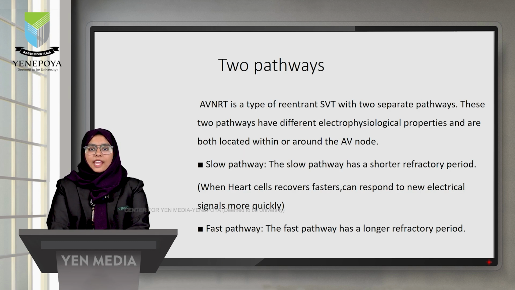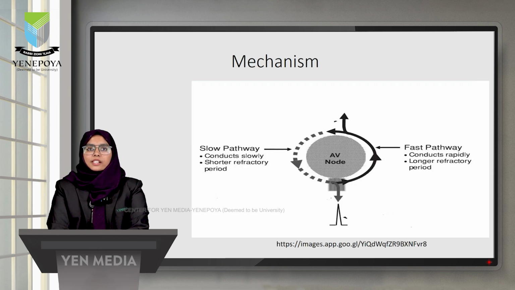The two pathways. AVNRT is a type of reentrant SVT, that is supraventricular tachycardia, with two separate pathways. These two have different electrophysiological properties and are both located within or around the AV node. The slow pathway has a short refractory period, whereas the fast pathway has a longer refractory period. A shorter refractory period means the heart cells recover faster and can respond to a new electrical signal more quickly. So, the slow pathway conducts slowly and has a shorter refractory period, whereas the fast pathway conducts rapidly and has a longer refractory period.